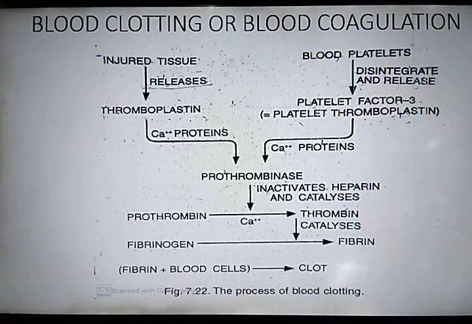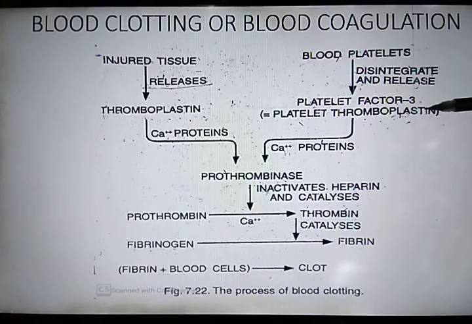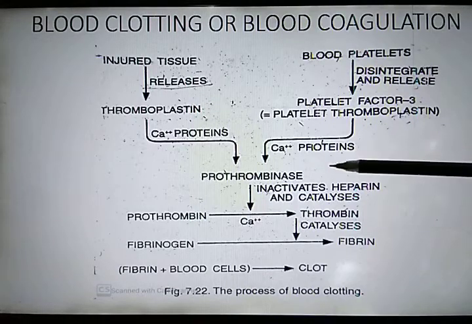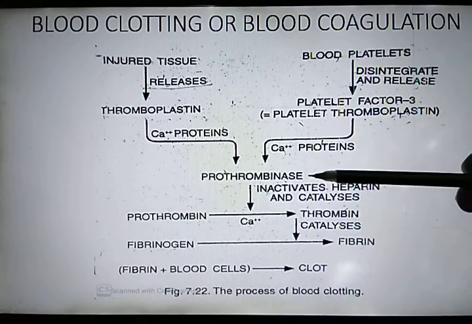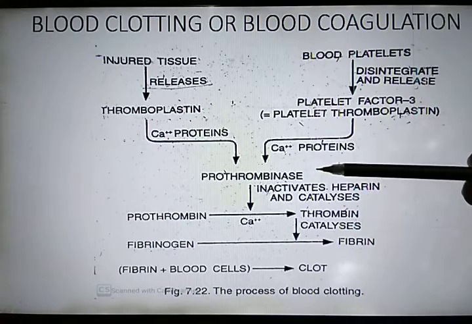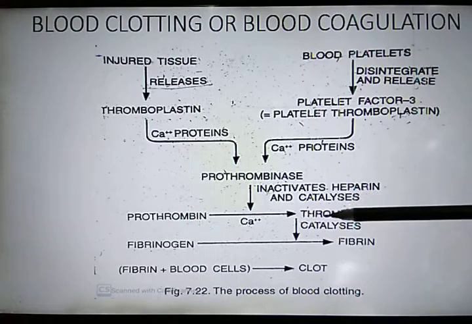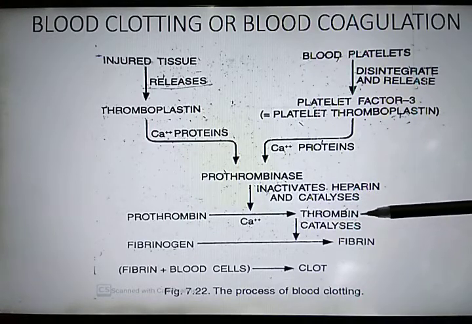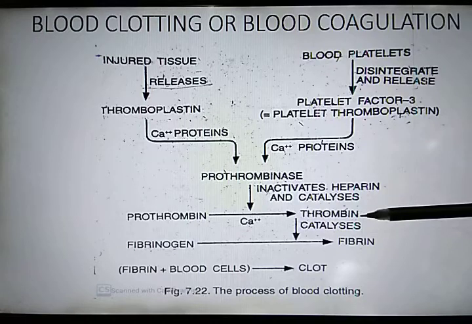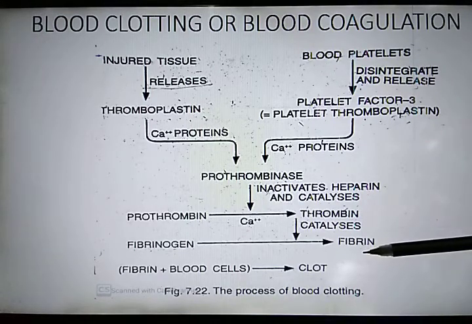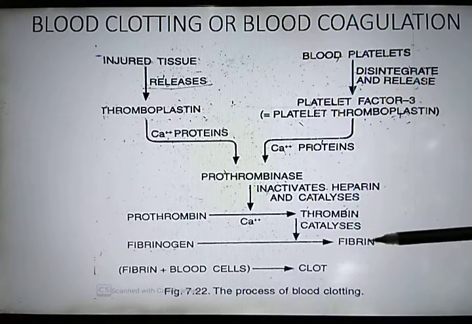Let's revise once again. Whenever an injury occurs, blood platelets disintegrate and release platelet thromboplastin. Injured tissue also releases tissue thromboplastin. Both of these combine in the presence of calcium ion and protein to form prothrombinase. Now prothrombinase in the blood plasma inactivates heparin and catalyzes prothrombin into thrombin. Now this thrombin acts as an enzyme and converts inactive protein fibrinogen into fibrin.